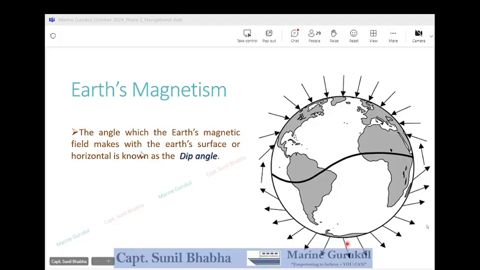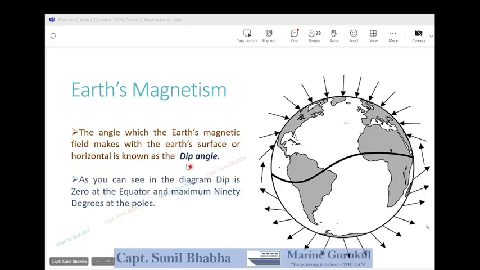Let us now see the definition of the dip angle. This angle which the Earth's magnetic field makes with the Earth's surface or the horizontal is known as the dip angle. As we can clearly see in this diagram, the dip angle is 0 at the equator and is maximum, 90 degrees, at the poles. Moving ahead now.